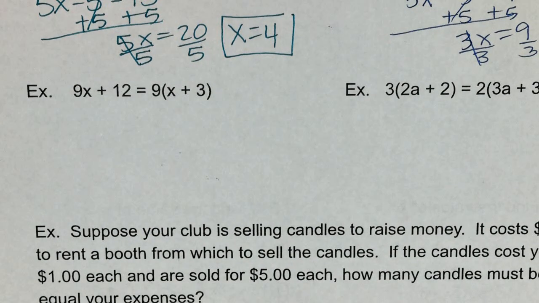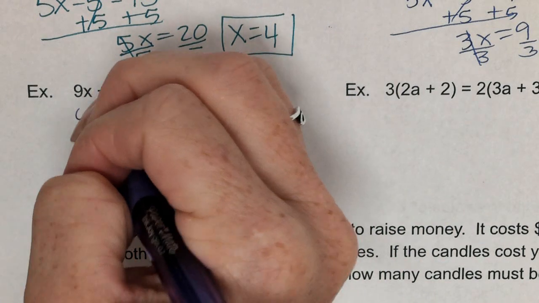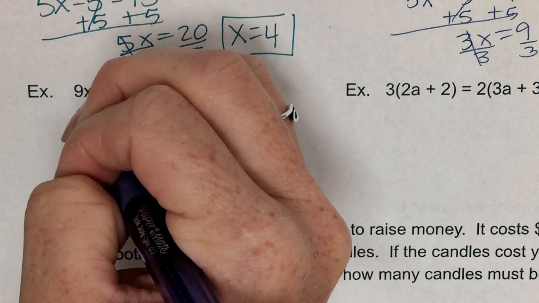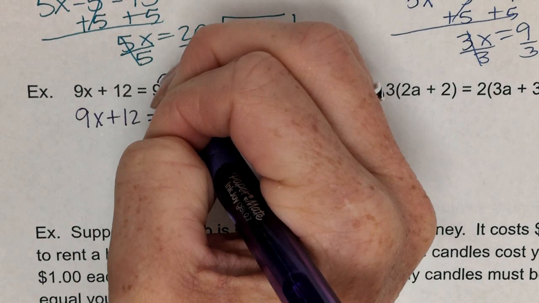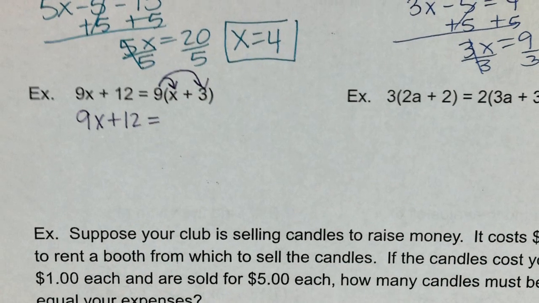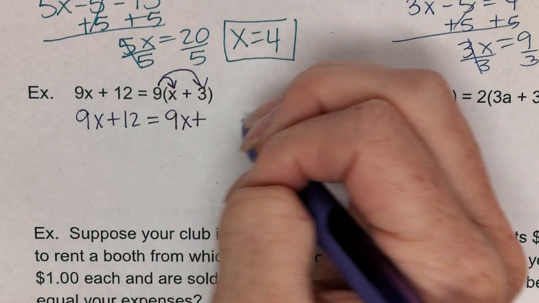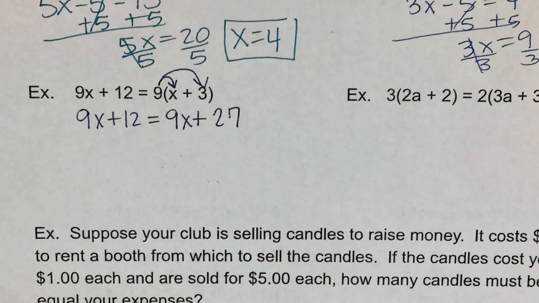Okay, what's the first thing I need to deal with? The parentheses. So on the left, I'm going to do 9x plus 12. And on the right, I'm going to distribute the 9 to the x and the 9 to the 3. 9 times x is 9x, plus 9 times 3 is? What do y'all see? What are they called?